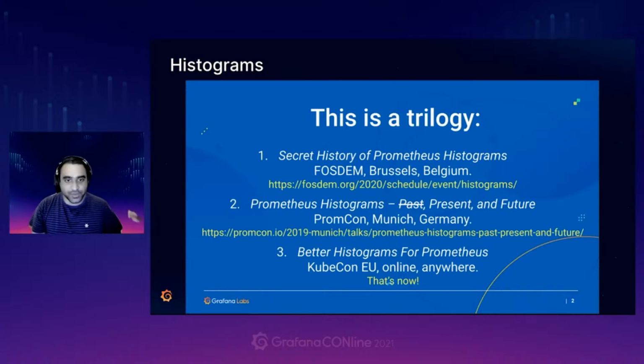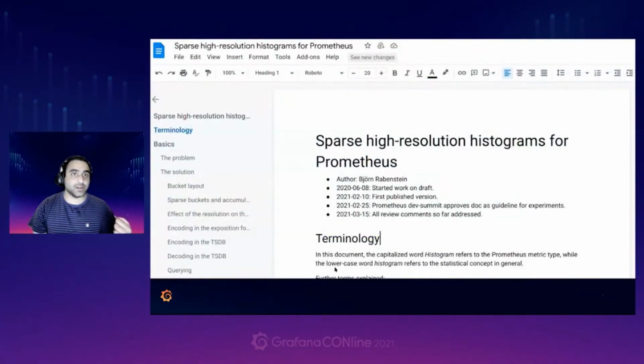The first talk was in FOSDEM, where he shared the history of Prometheus histograms and why they are the way they are. And in 2019, he gave us a small glimpse into how the future of Prometheus histograms could look like. After a lot more experimentation, he gave us a better glimpse into what the future looks like in KubeCon last year. And he has since recently published a really nice design doc on how to do sparse high-resolution histograms in Prometheus.